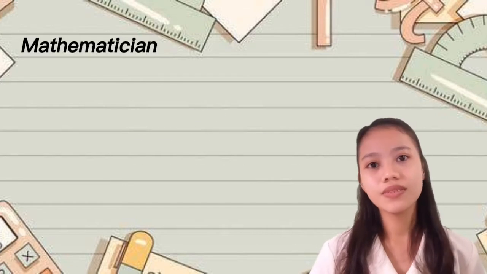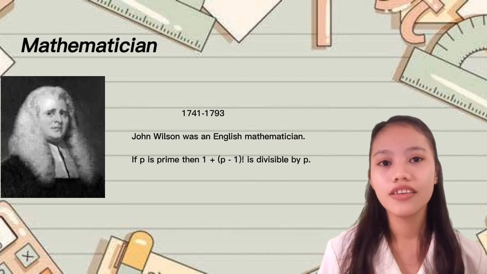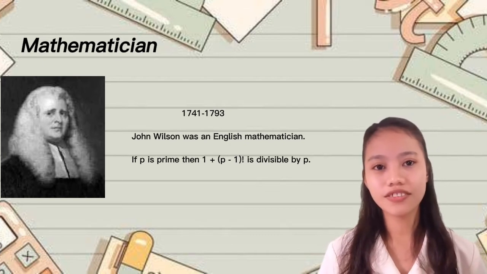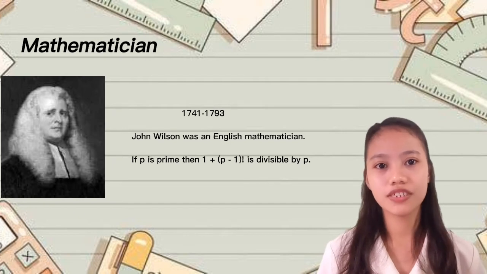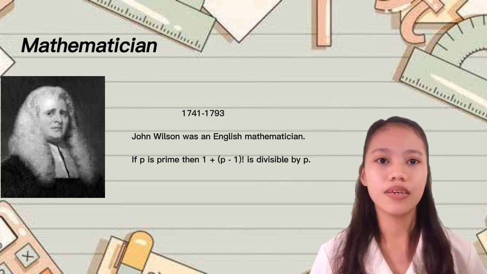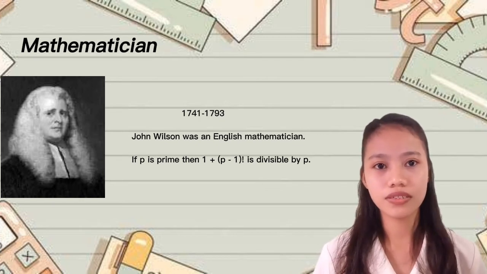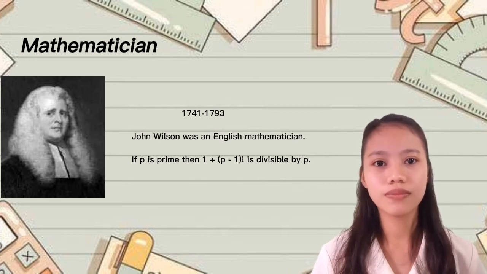And now, let's move on to the mathematicians behind this theorem. An English mathematician is best known for Wilson's theorem: if p is prime, then 1 plus (p minus 1) factorial is divisible by p. John Wilson was an English mathematician. Wilson's theorem is named after him.